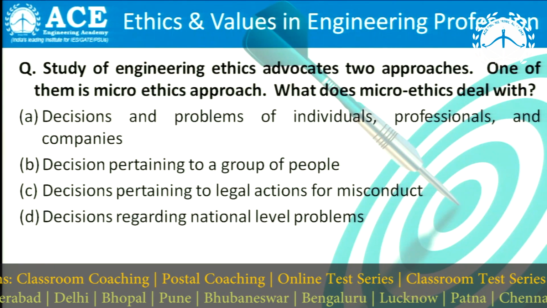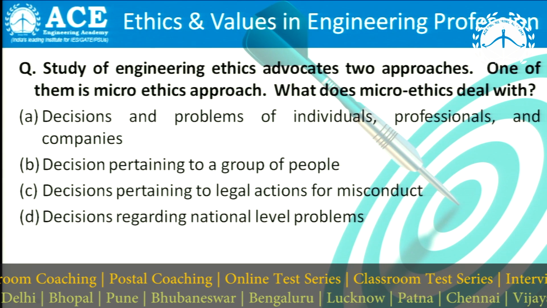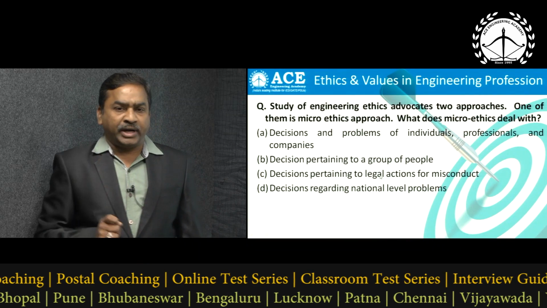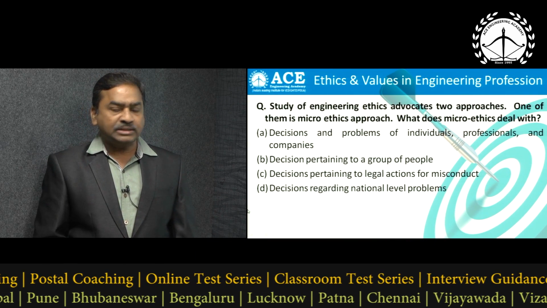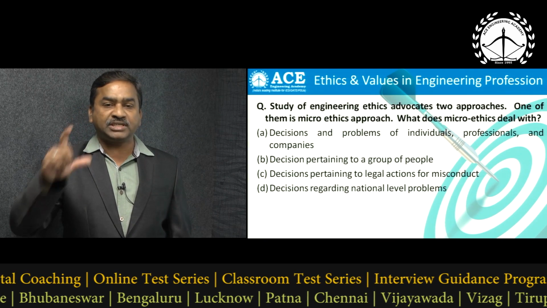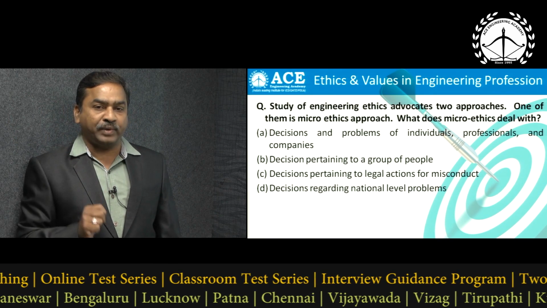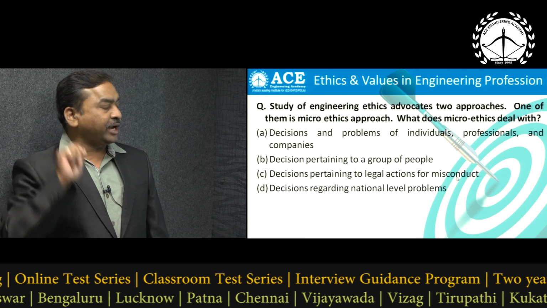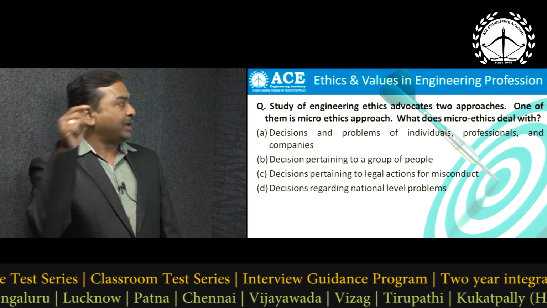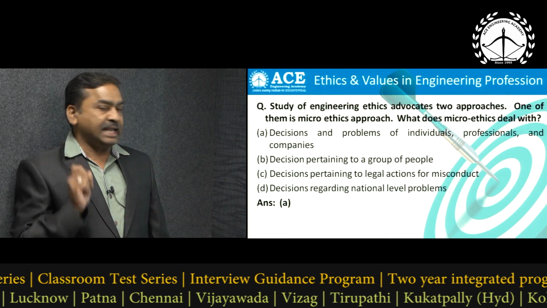Study of engineering ethics advocates two approaches. One of them is the microethics approach, the second one is the macroethics approach. Now, what does microethics deal with? Let me elaborate this point. Micro is to deal with individuals, corporations, societies, and macro is a much larger level problem which is applied at the nation level. If you look at the answers carefully, there are only two options left for you, 1 and 4, because the decision pertaining to group of people covered in the companies, decision pertaining to legal actions and misconduct covered in the companies and professionals again. So the choice is between 1 and 2. Obviously, the answer is A, micro level.